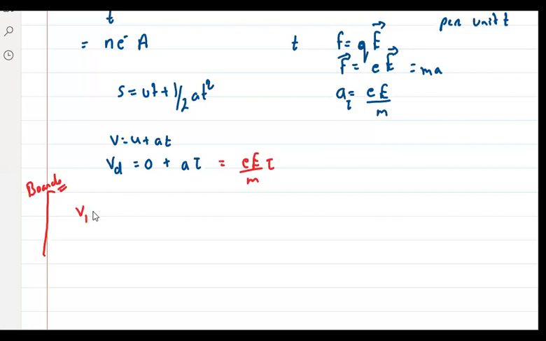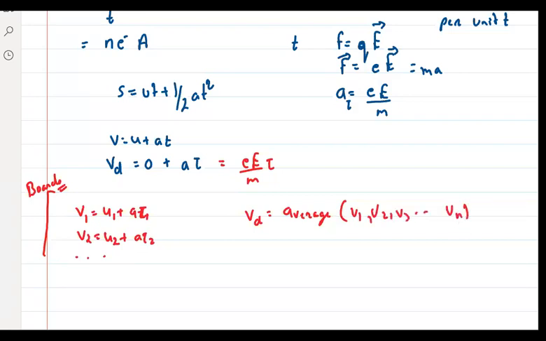So for each electron, I'm saying v1 is equal to u1 plus a tau1, v2 is equal to u2 plus a tau2, and so on. Yes or no? So my drift velocity should be the average of v1, v2, v3, dot dot dot, vn. Think about it. This is what you have to write.